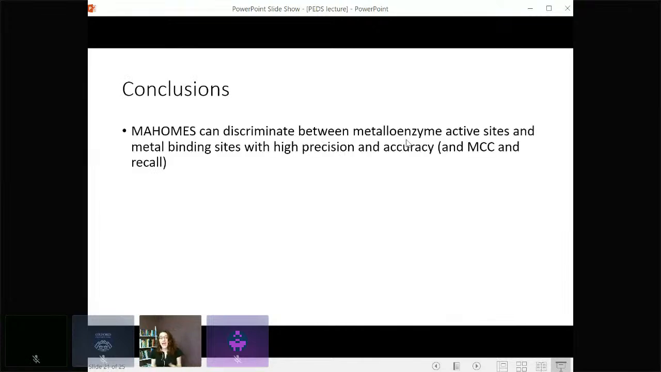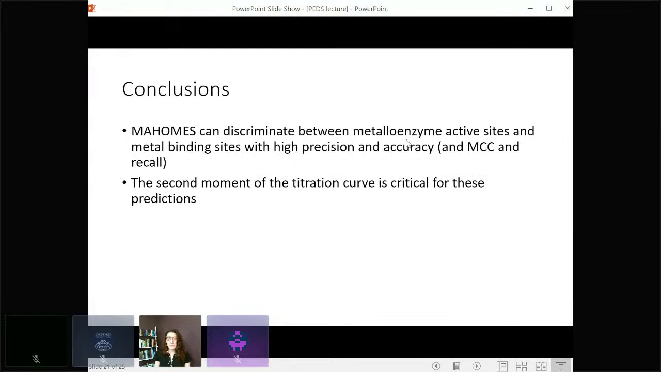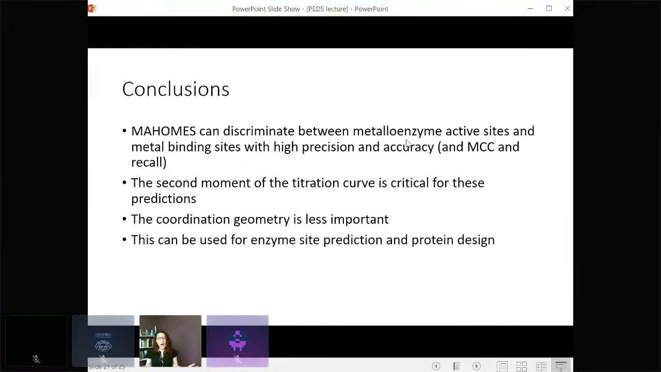So in conclusion, we have this Mahomes model, this algorithm that can discriminate between metalloenzyme active sites and metal binding sites with high precision and high accuracy and high MCC and high recall. It's doing really well. What's driving it? The 2nd moment of titration curve seems to be critical for these predictions, so it's an important electrostatic concern. The coordination geometry is less important, and fundamentally, I think that this model can be used for enzyme site prediction and protein design. My lab hopes to use it. I hope that you guys will consider using it, and that I hope that we can come to better enzyme design and solutions for industry and solutions for human health because of it.